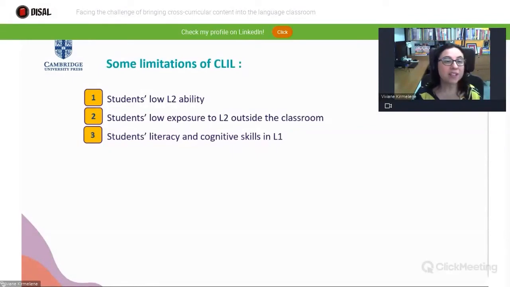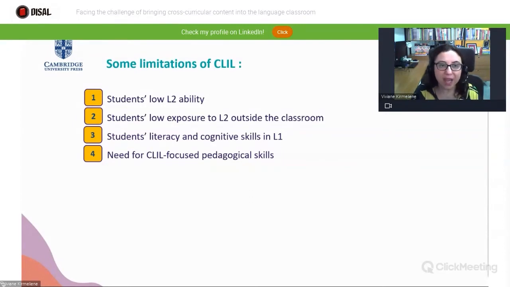Another important point to consider is the literacy level of students in their mother tongue, in their L1, right? According to research, students with good literacy skills and cognitive skills in their L1 are better prepared to learn in L2. And the level or the quality of this education in L1, if it is a problem for a variety of reasons, it can be a problem in a CLIL class. Okay, another limitation.